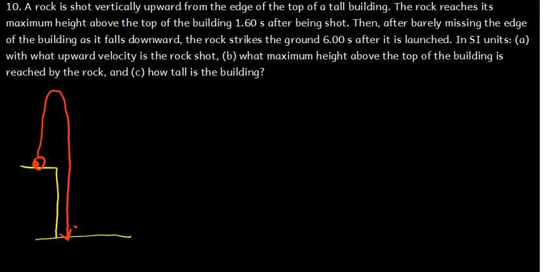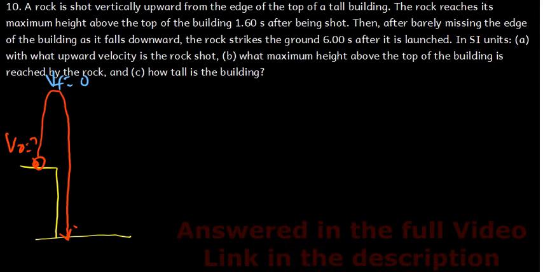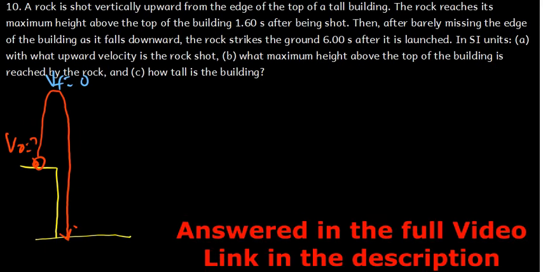They are saying that the initial velocity we don't know. The time it took for it to reach the maximum height from the edge here is 1.6 seconds. So we know that when it reaches the maximum height, the final velocity is 0. Now in that case, we want to find the initial velocity.